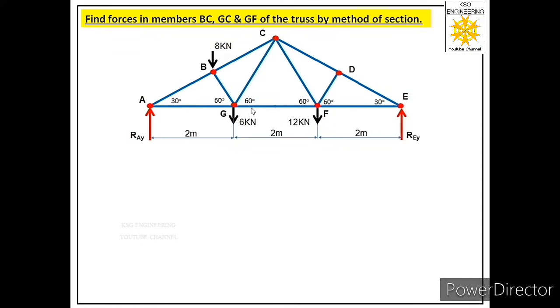We are given one truss over here and we are asked to find the forces in members BC, GC and GF of this truss by method of sections.